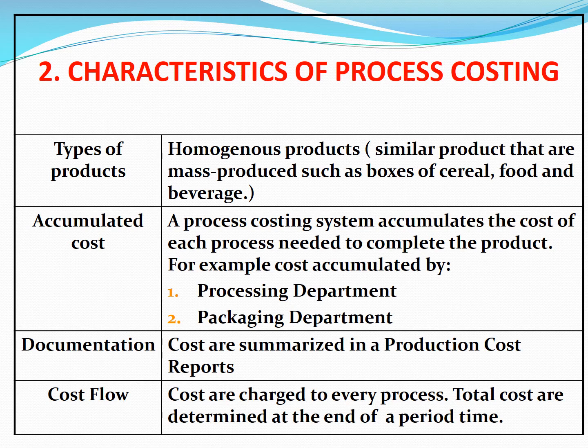Documentation: costs are summarized in the production cost reports. Cost flow: costs are charged to every process. Total costs are determined at the end of a period of time.